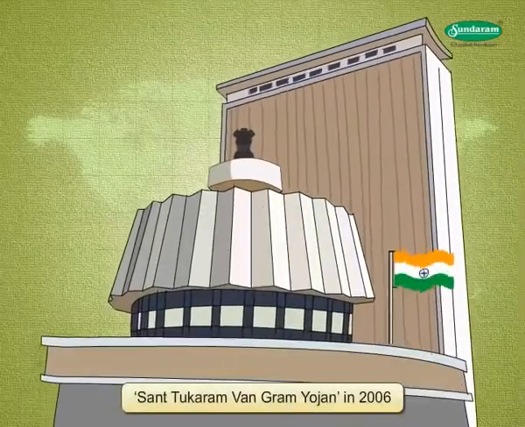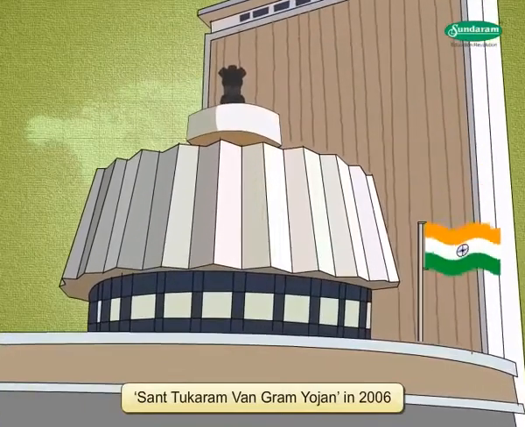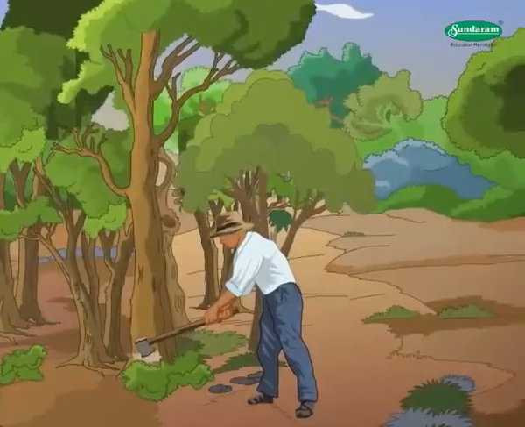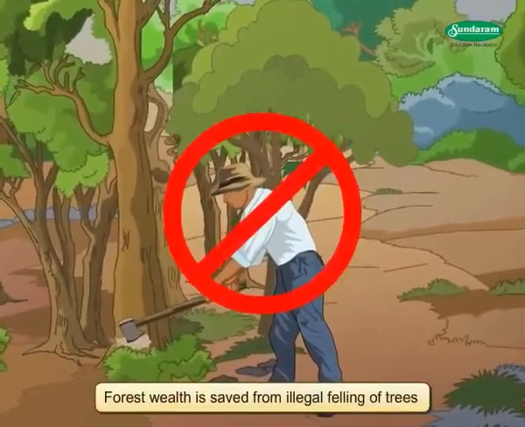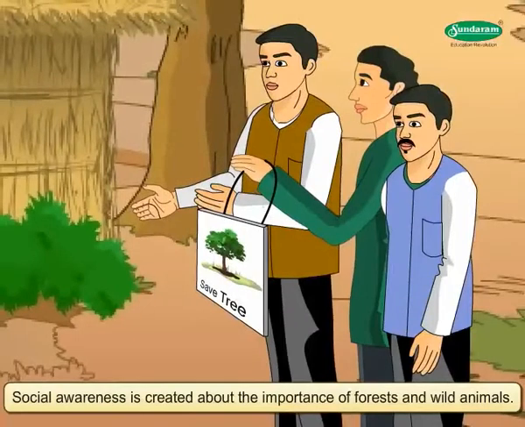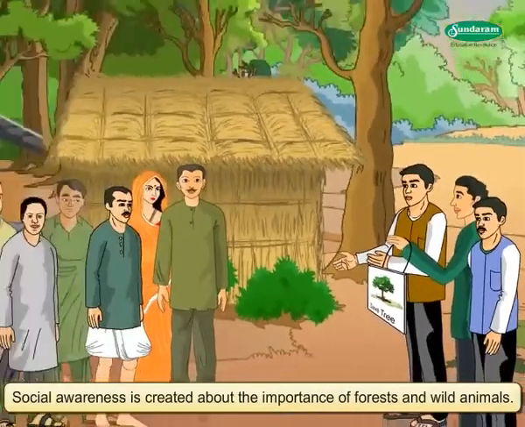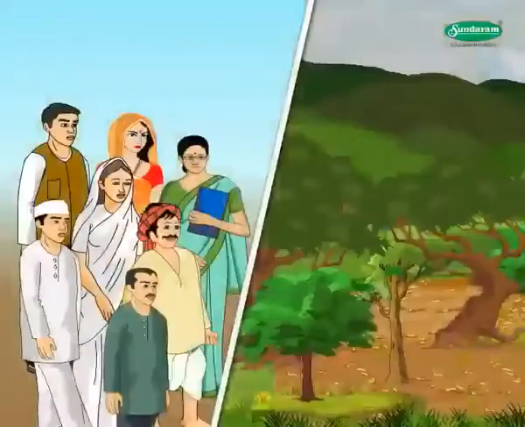The state government has undertaken Sant Tukaram Van Gram Yojan in 2006. Under this plan, forest wealth is saved from illegal felling of trees, and social awareness is created about the importance of forests and wild animals.